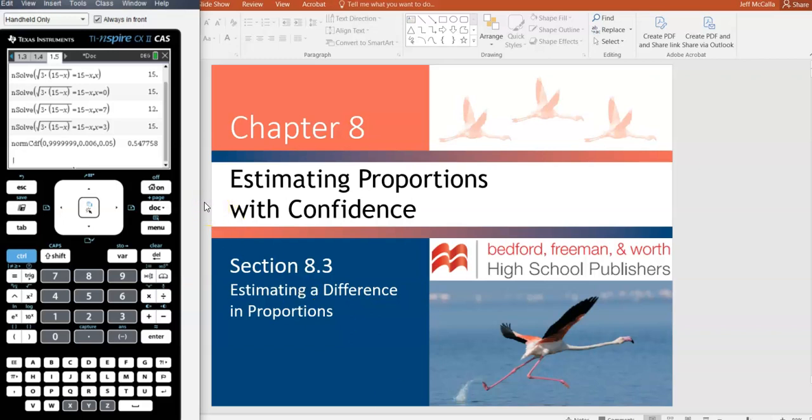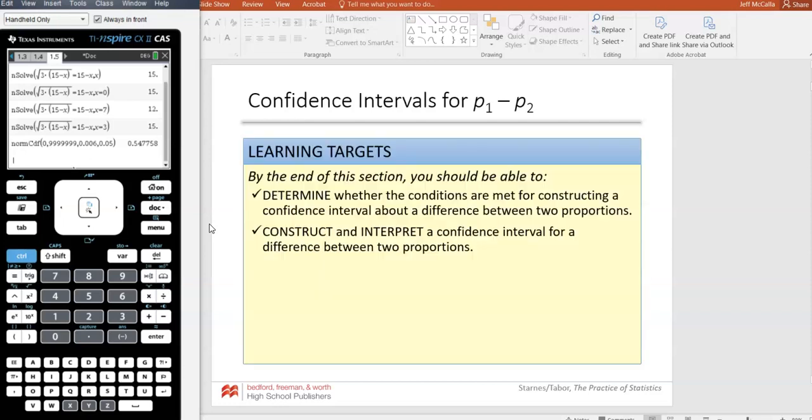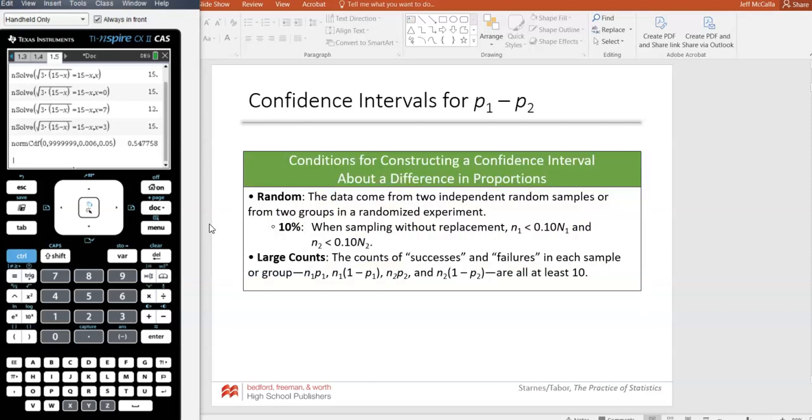Okay, today we're talking about estimating proportions with confidence. So this is actually the difference in proportions. This is the little twist: we're doing the difference in proportions today. Conditions for differences are pretty similar. The data come from two independent random samples. So we basically have to check for random sample, random assignment, that kind of thing, for both of the groups, both of the proportions.